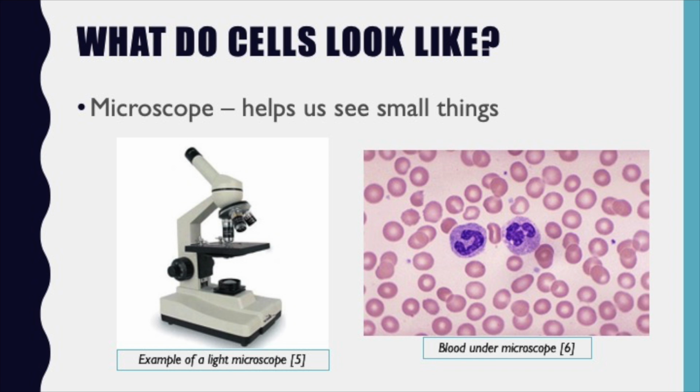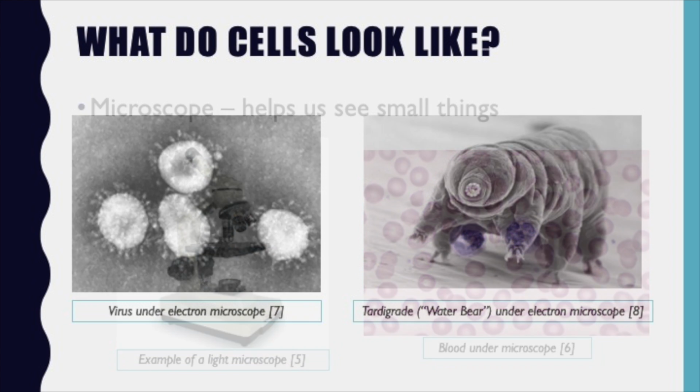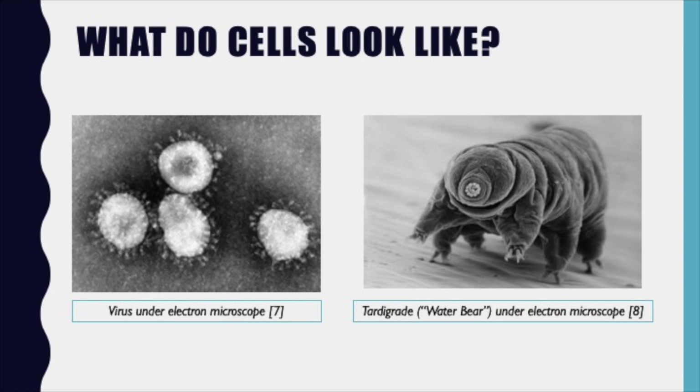And an example of looking at some cells of what you could see under a light microscope is seen on the right. So this is actually a picture of blood on a light microscope. So we see these little red circles kind of floating around. Those are the red blood cells. So just another look of some things that you can see under microscopes.